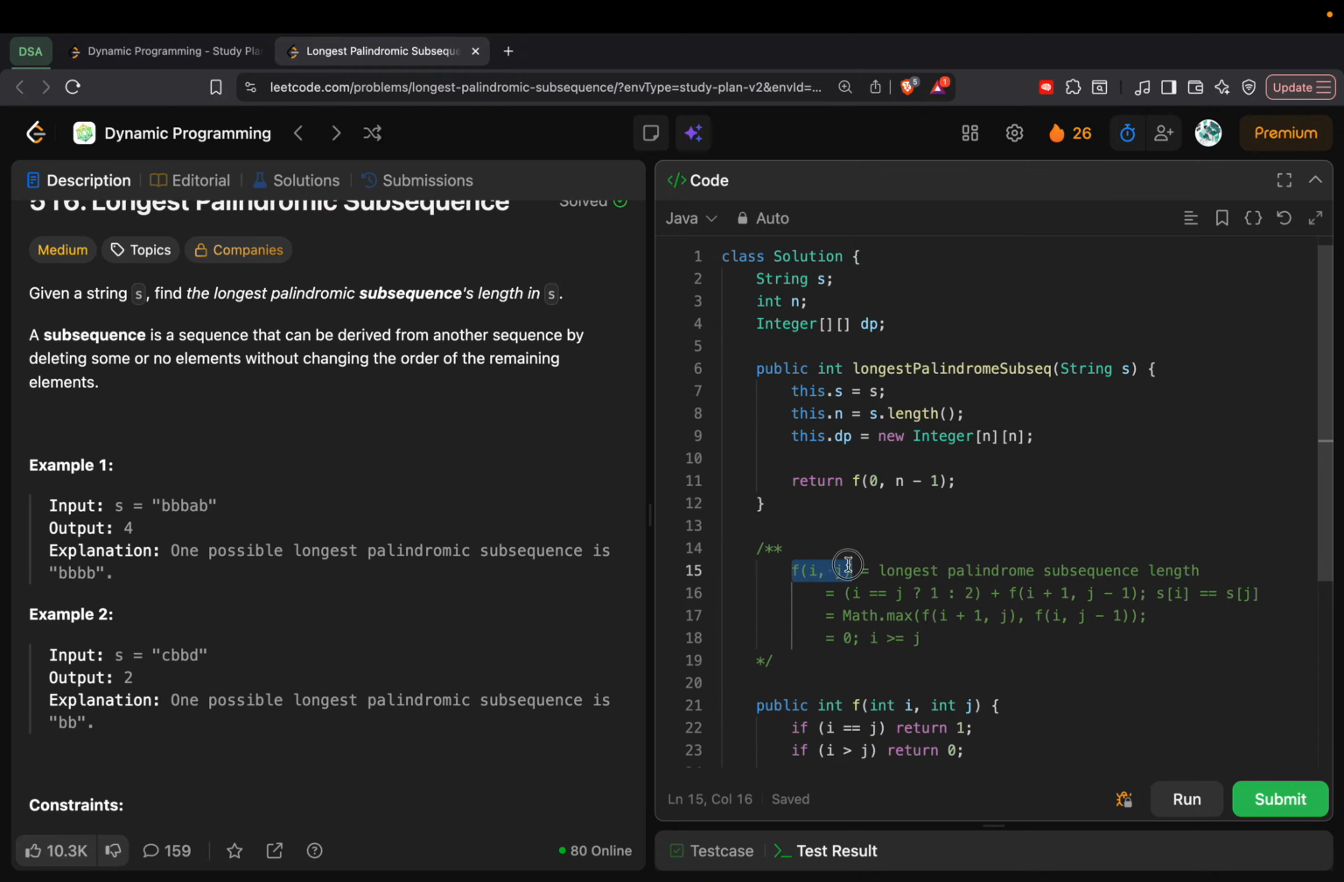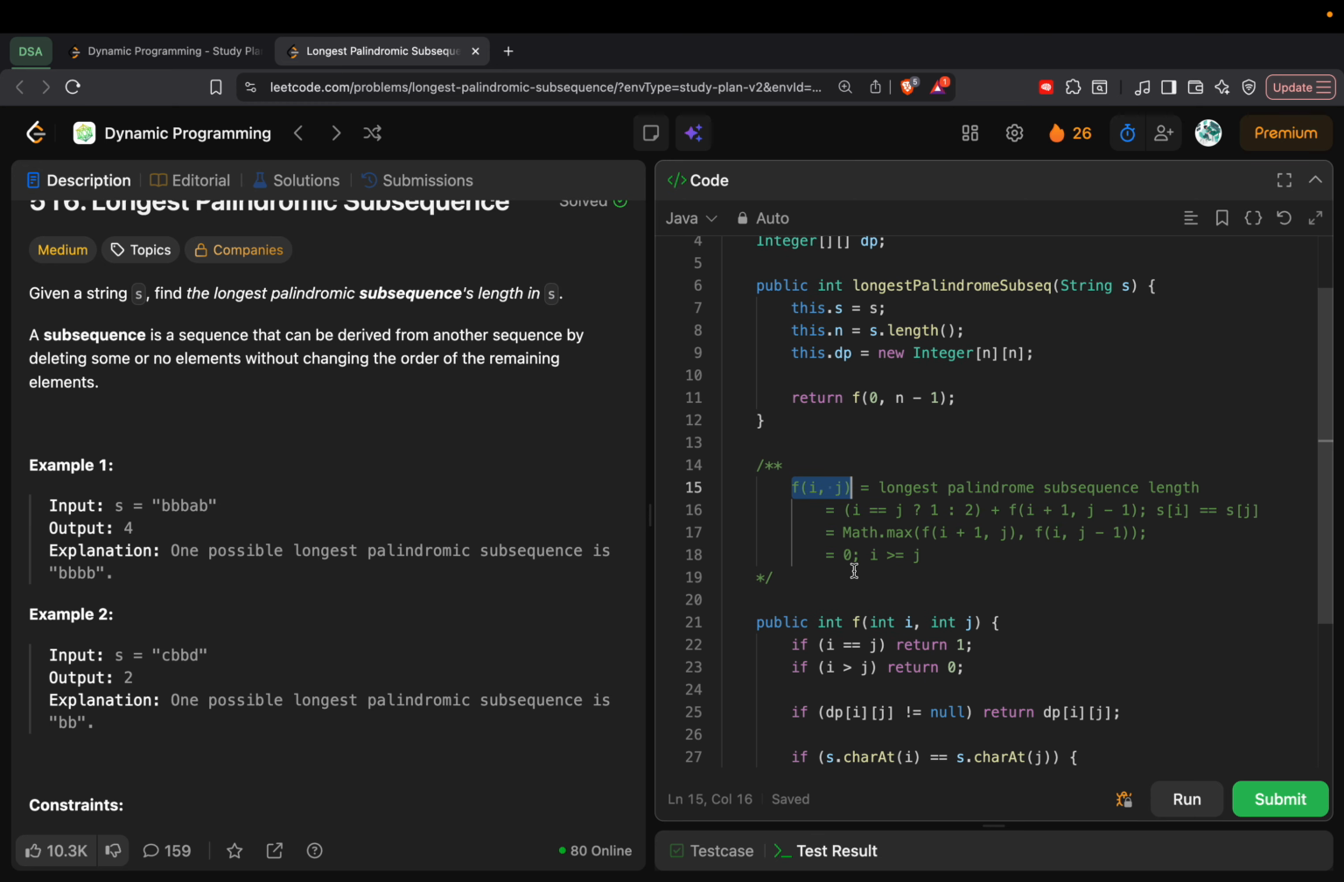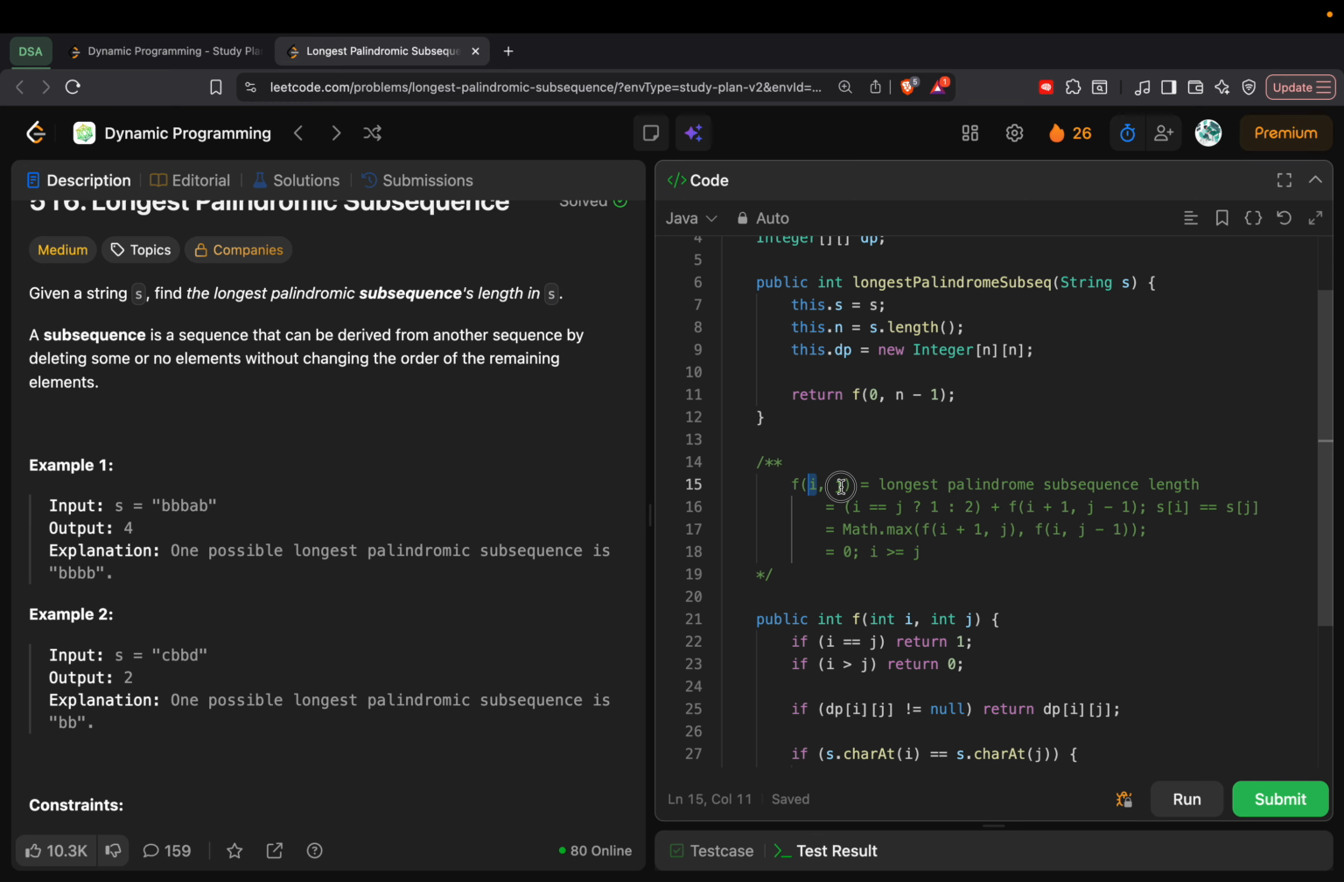Let's just say f of i, j is a function which will tell me the longest palindromic subsequence from index i all the way up to j. Given a substring from i to j, f of i, j will tell me the longest palindromic subsequence length. Now if the characters at i and j are both equal, then I have to get the longest palindromic subsequence length from f of i plus 1 to j minus 1.